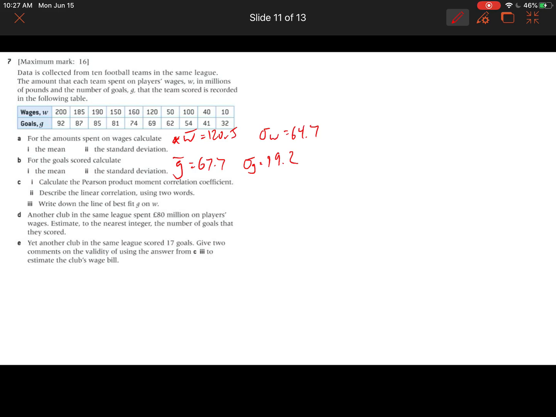Back over to Desmos, set my table up. So much fun.